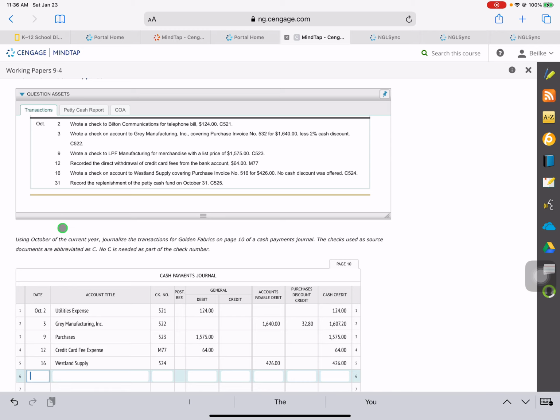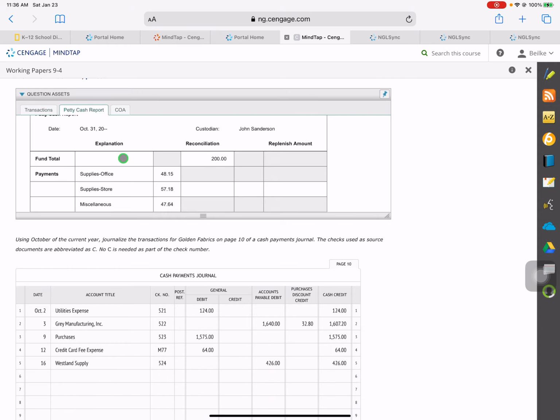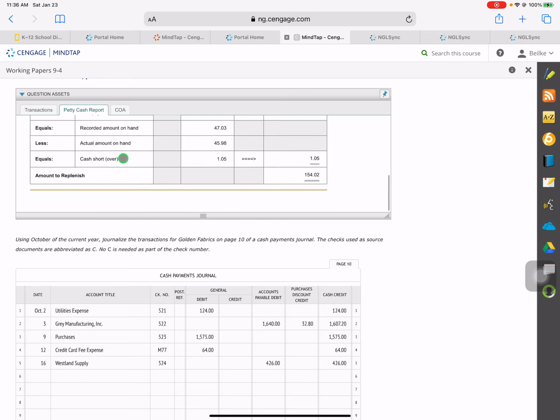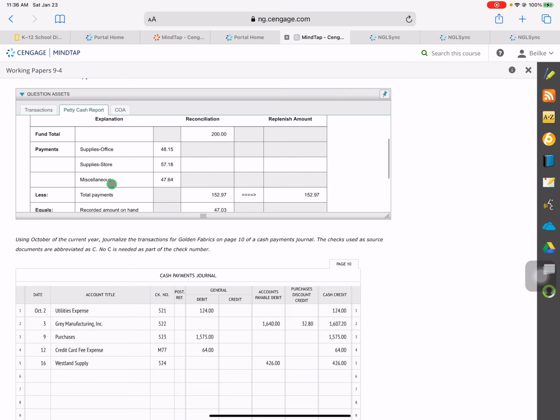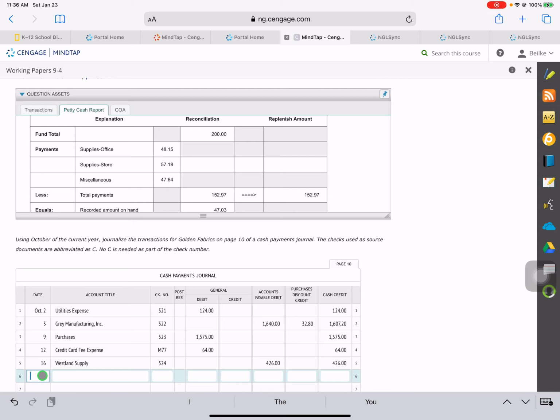And then the last one, on the 31st, we recorded the replenishment of the petty cash fund on October 31st. Again, remember, we're not establishing our petty cash. We're just paying for the petty cash slips that are in our petty cash fund. So what we have to do is go to our petty cash report, and we are going to record the information that is on our petty cash report. So the date is the 31st. The account title is, our first payment is Supplies Office.